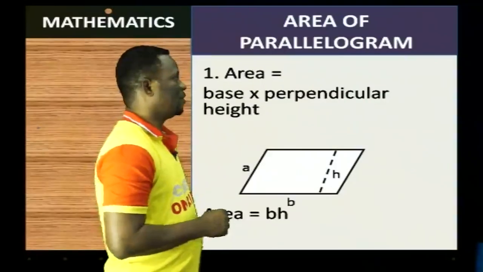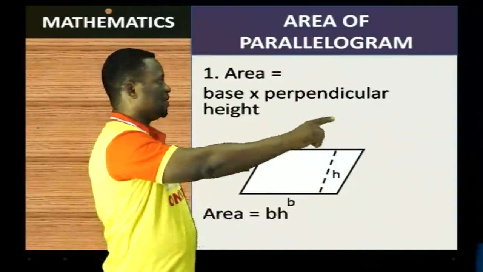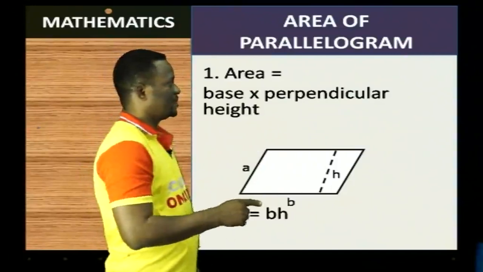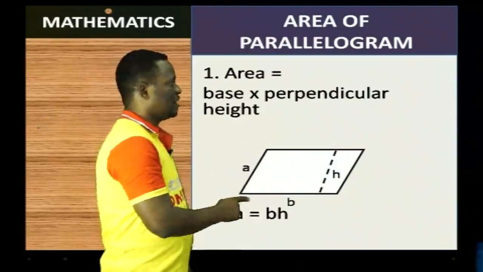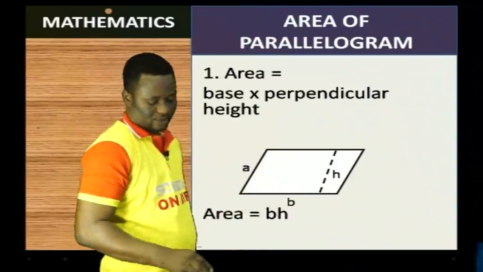Now, the first one says area is equal to base times perpendicular height, and this is a diagram. The base here is B, while perpendicular height is H. So we have area is equal to BH.